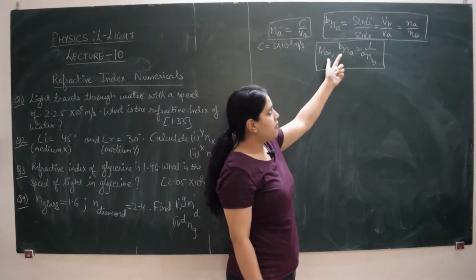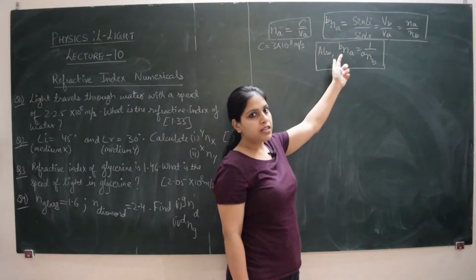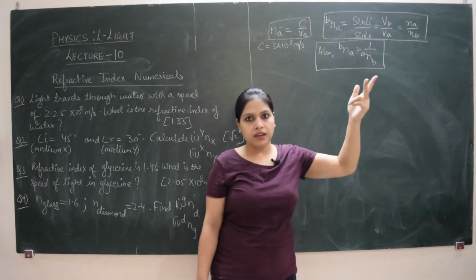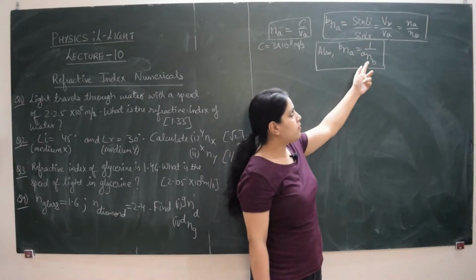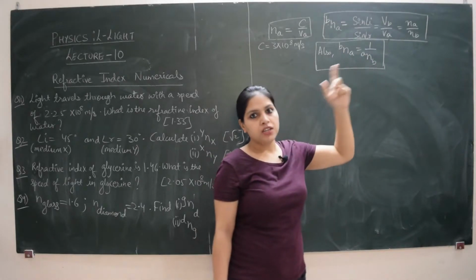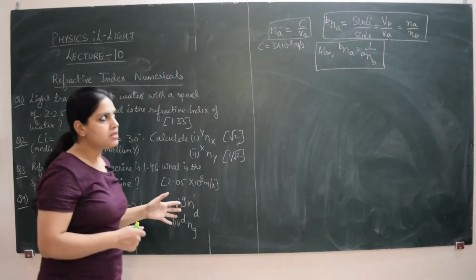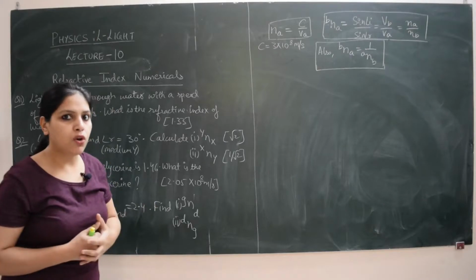Last thing, if I have the value of refractive index of medium A with respect to B, and I need to flip the media, if I need to find the refractive index of B with respect to A, I simply have to reciprocate the fraction. So we will do a few numericals and you will finally understand what we are talking about here, how this can be applied.